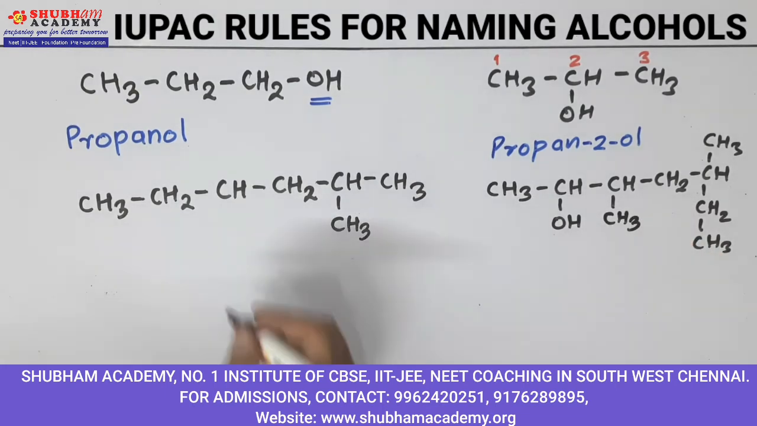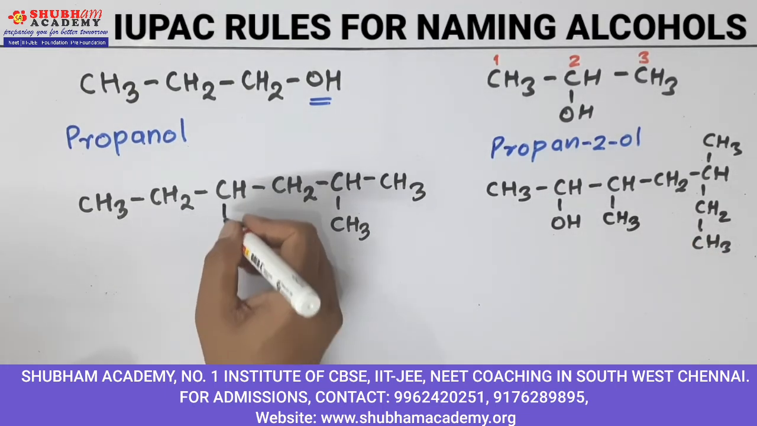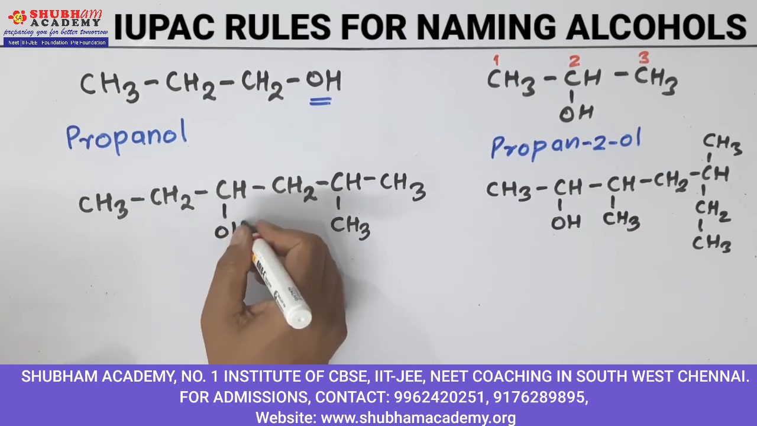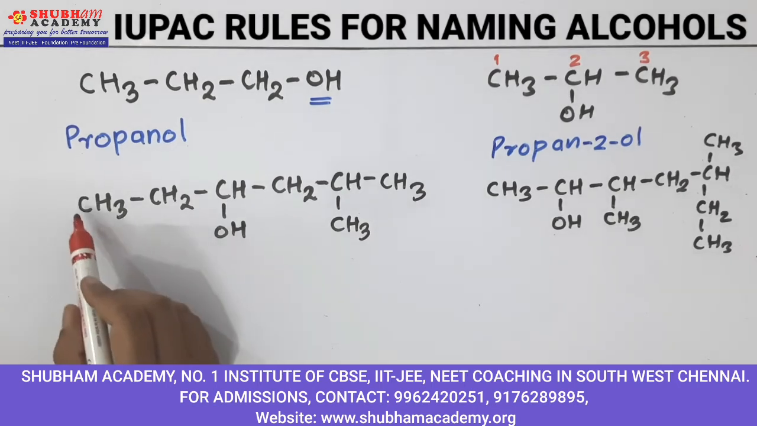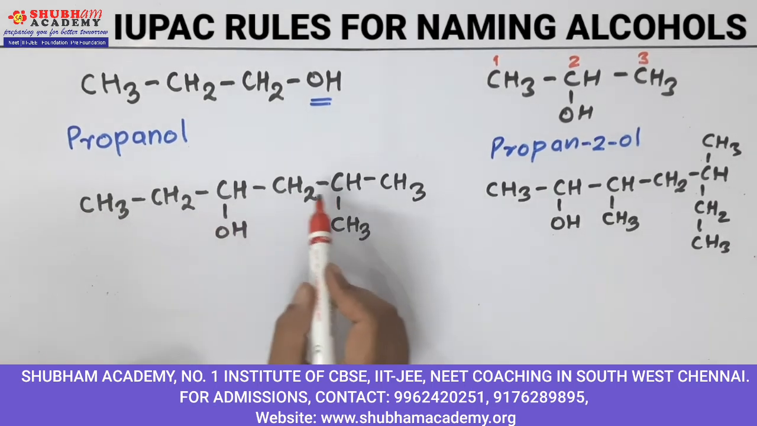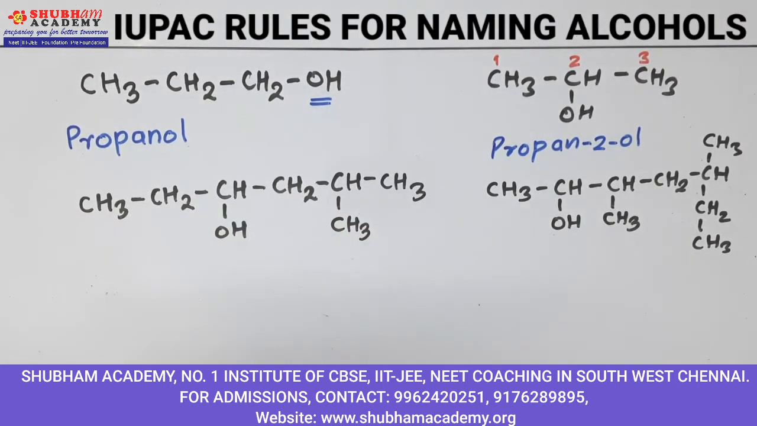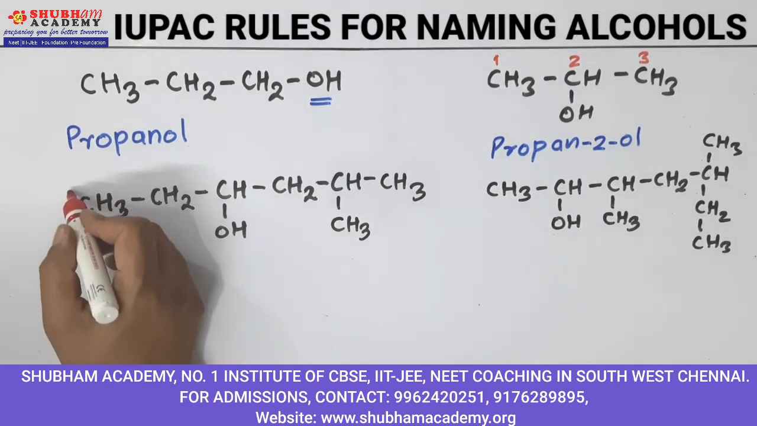So these are two examples given to you. Let's see how to name this. You have to select the longest chain. Here my longest chain is this one, 1 2 3 4 5 6. Now I must number the parent chain. So this is my longest chain.